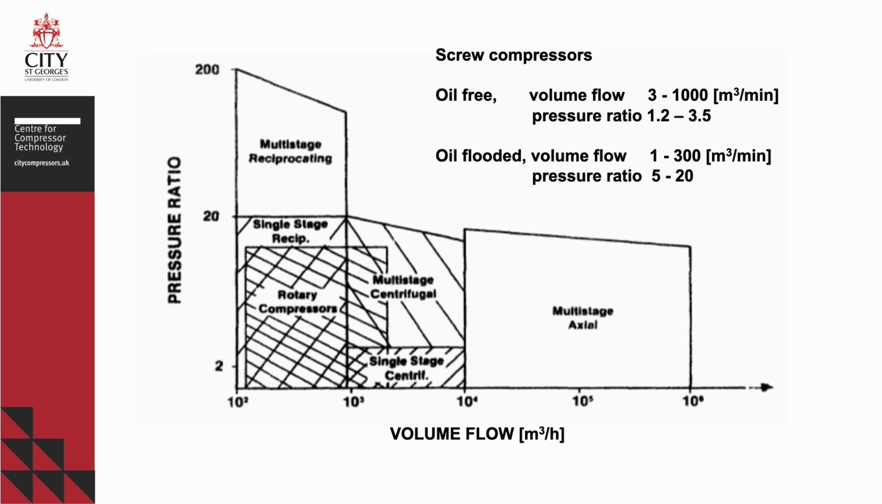This slide shows what the position of screw compressors is in the compressor world, which is medium flow and medium pressure ratio. They compress between 1 and 1000 cubic meters per minute of gas with a pressure ratio up to 3.5 in the dry and up to 20 in the oil-flooded compressors.